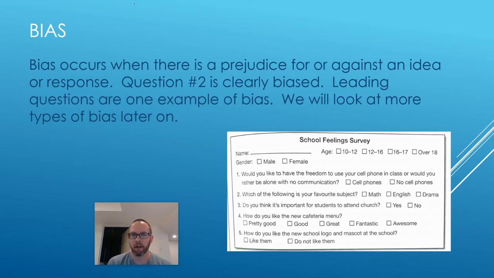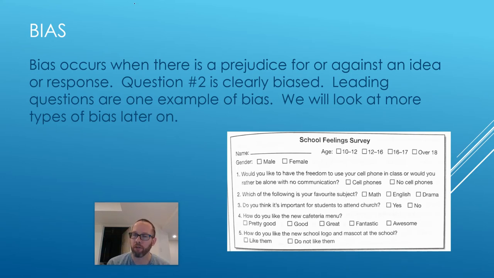The last thing I want to talk about is bias. Bias occurs when there's a prejudice for or against an idea or response. So if you look at question 2, it is clearly biased. Whoever designed the survey probably feels pretty strongly about keeping the cell phones in the class.